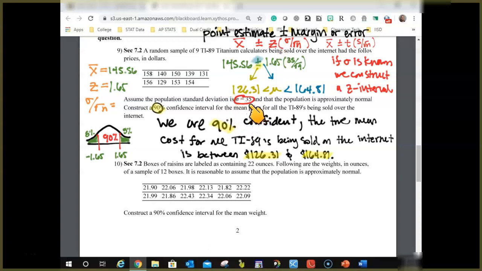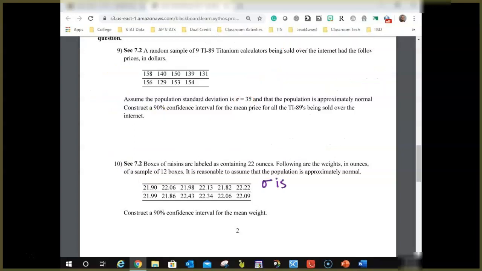So let's look at another example, number 10, in which we don't know the population standard deviation. So in this example, we want to ask ourselves, is sigma known?